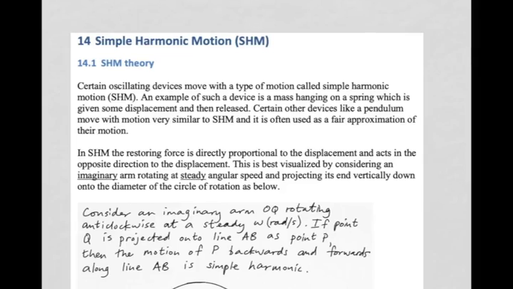So each time that mass moved away from its midpoint, there would be a restoring force. The spring would try and pull the mass back to the midpoint. Now that restoring force would be directly proportional to the displacement. Now the displacement would be how far we are from the midpoint. And furthermore, that restoring force would act in the opposite direction to the displacement.